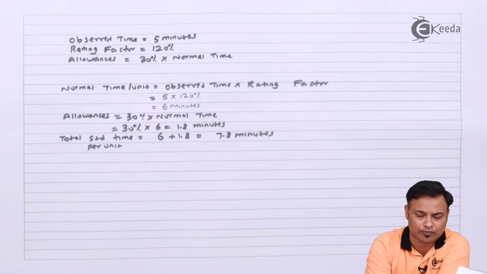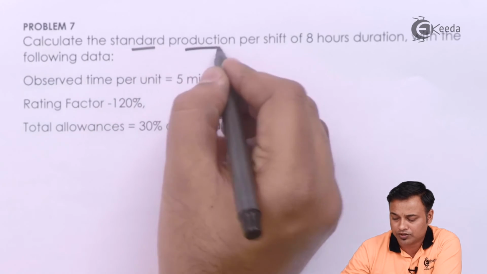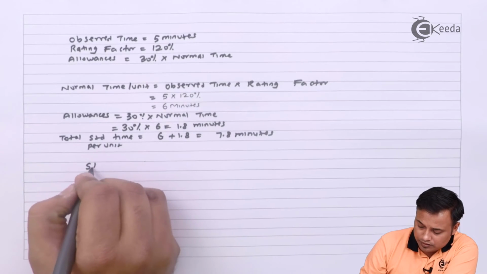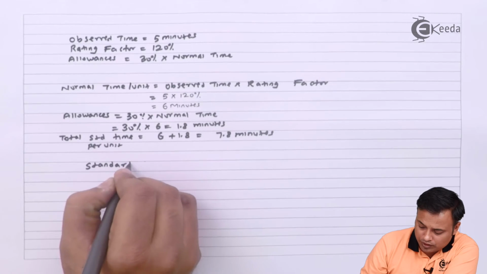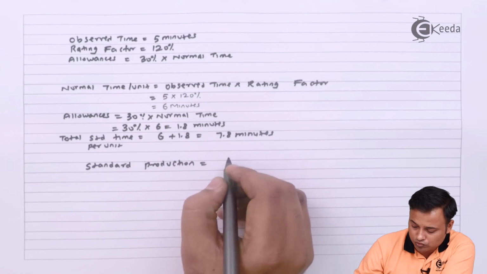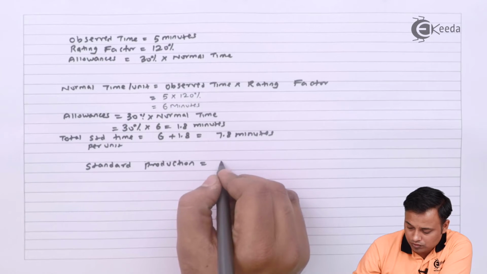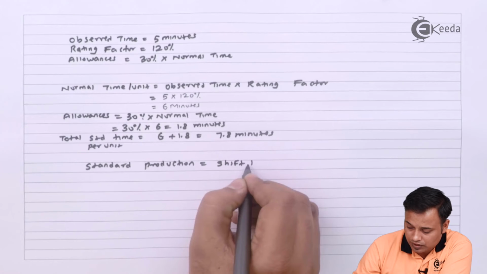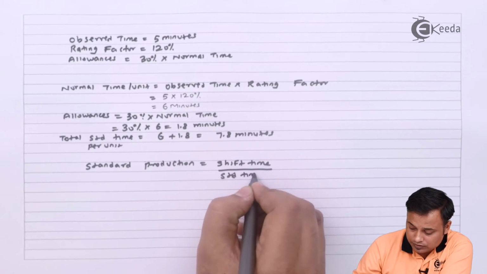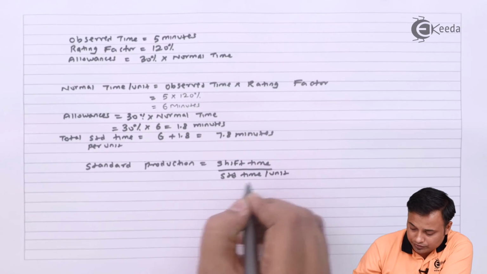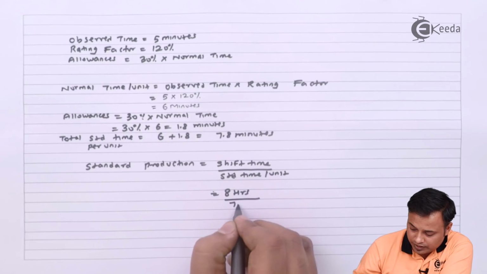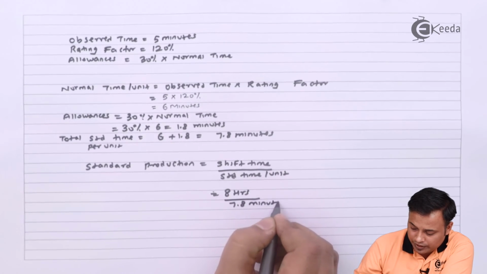Now what they asked in the problem: calculate the standard production per shift. Standard production equals shift time divided by standard time per unit. So my shift time is 8 hours divided by 7.8 minutes.